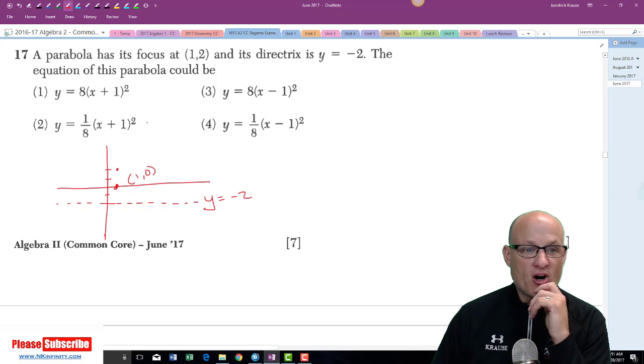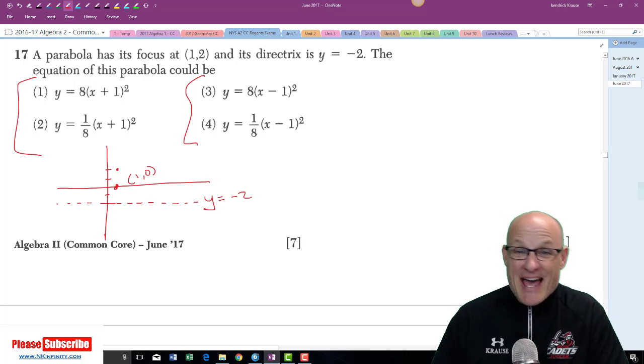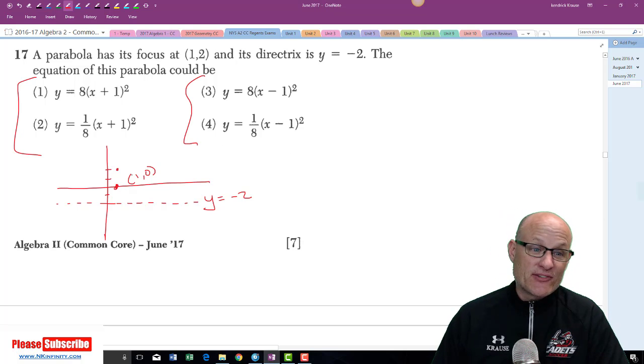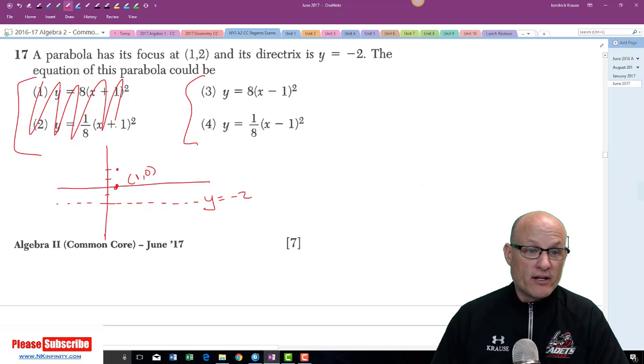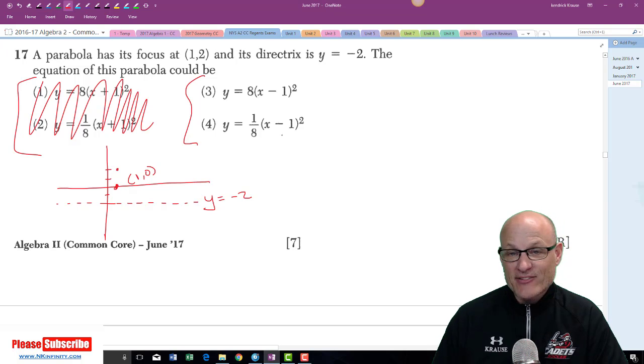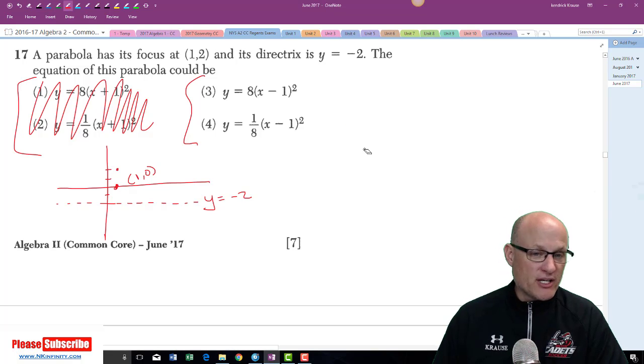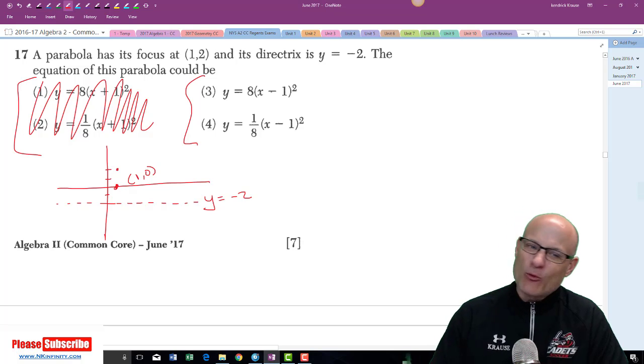Now, all of these are in vertex form. But remember, when the x value goes in, it goes in with opposite signs. So since this is a positive 1, I know it has to be x minus 1. That means it can't be one of these choices. It has to be one of these two. And then the 0 at the end, that's no surprise. There's no number there. So which is it? Well, we've never done one where there was an 8 there, but let's just say it was an 8.